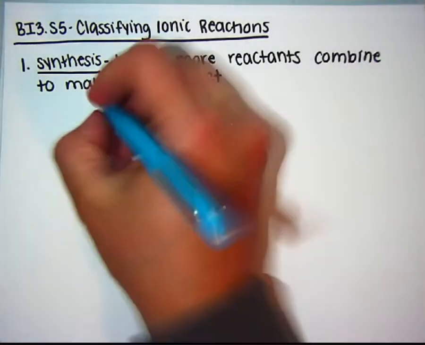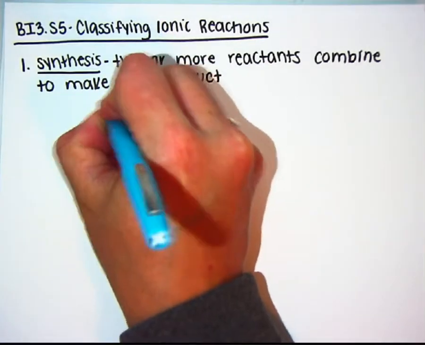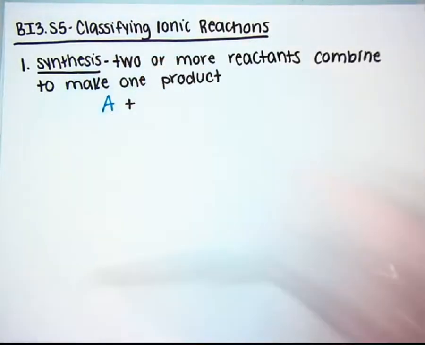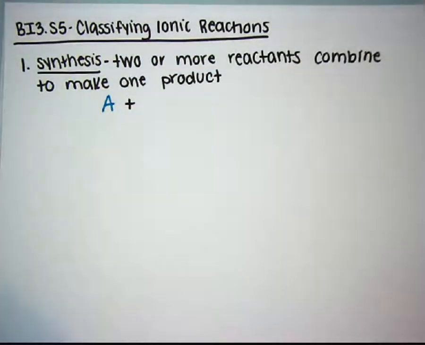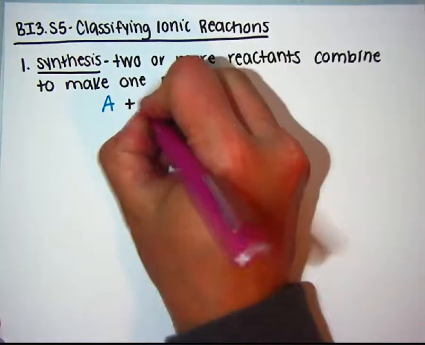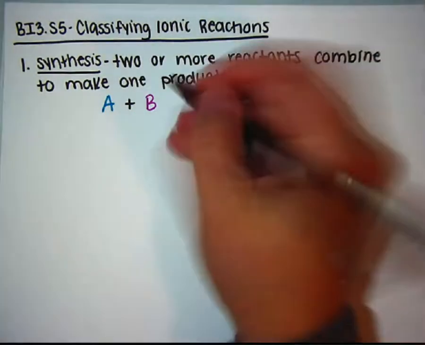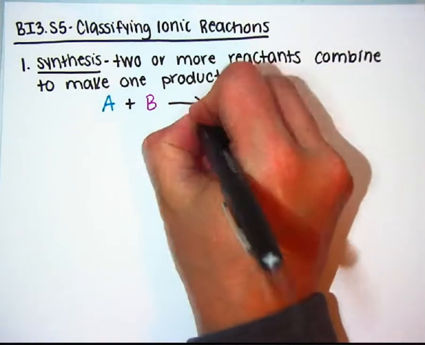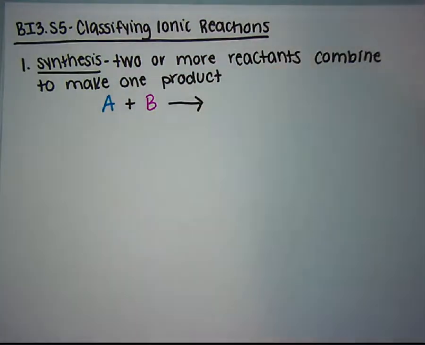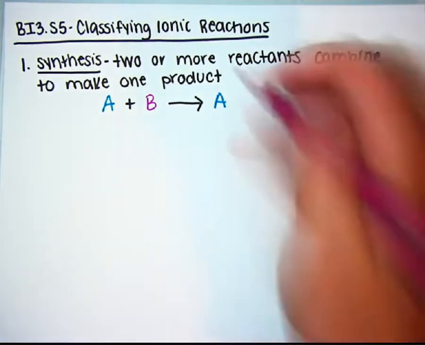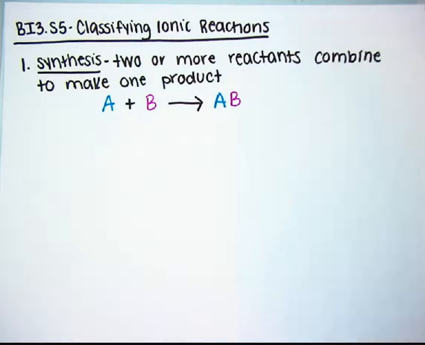I'm just going to do a general formula without elements to start. Let's say I had A plus B. These are my reactants, and they are going to combine together to make one product, AB. So A combines with B to make compound AB.